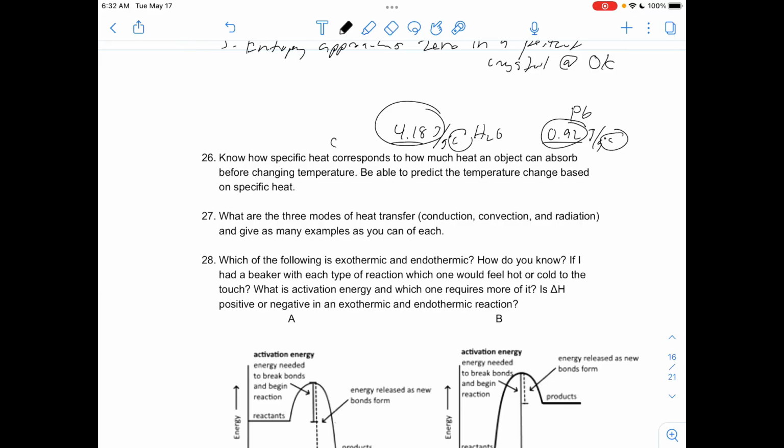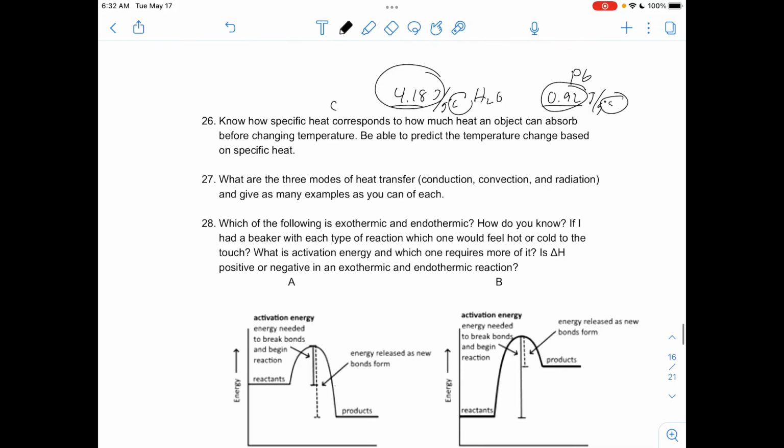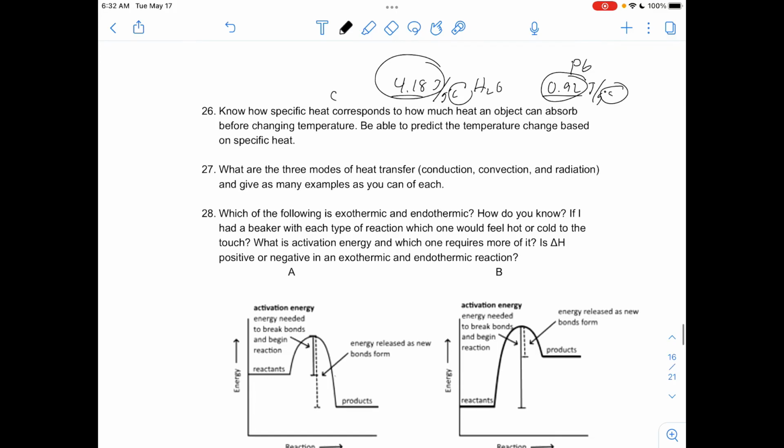And that's also why Hawaii doesn't have very drastic seasons. It's because we're surrounded by water. The temperature doesn't really change very much year-round.